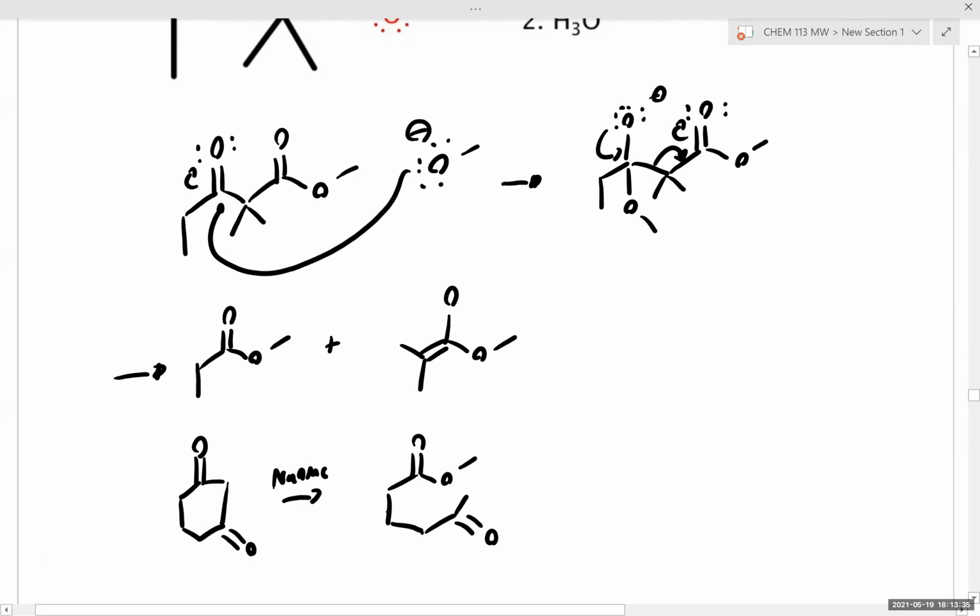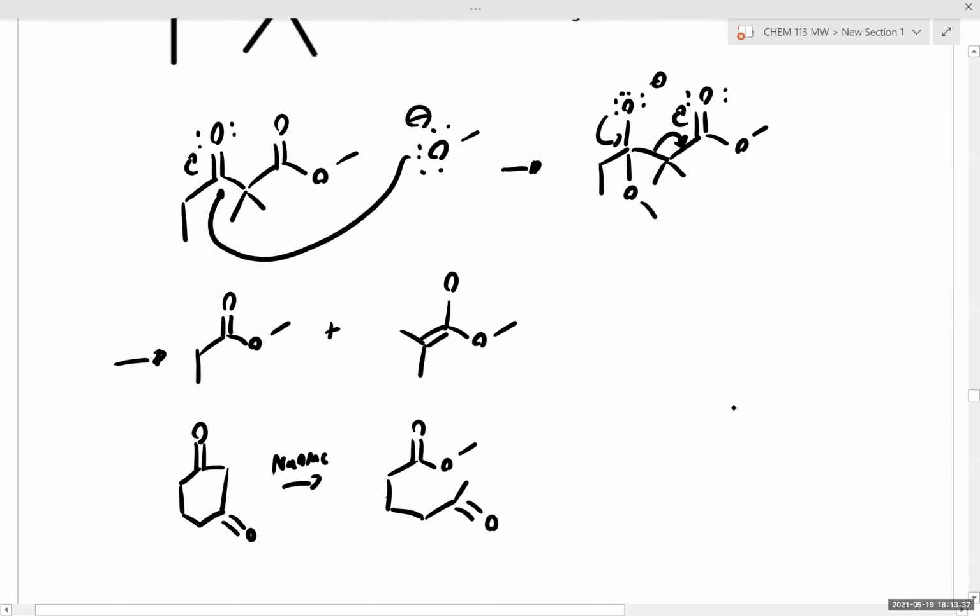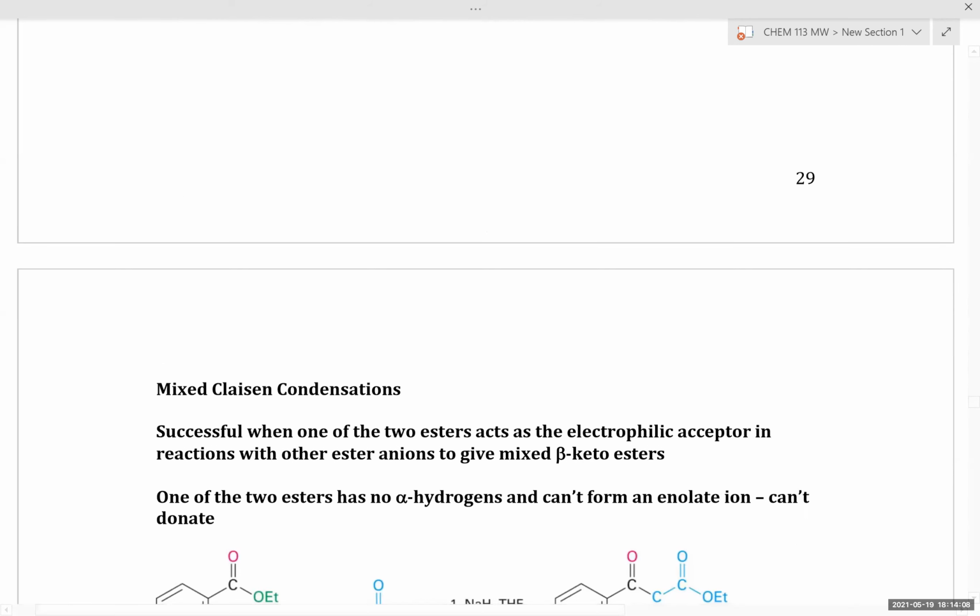Any other questions on this mechanism? The student responses were great for this mechanism. Perfect. Let's keep going then.